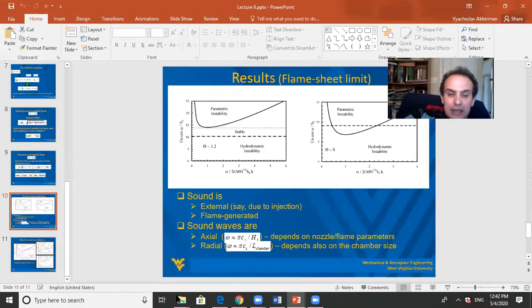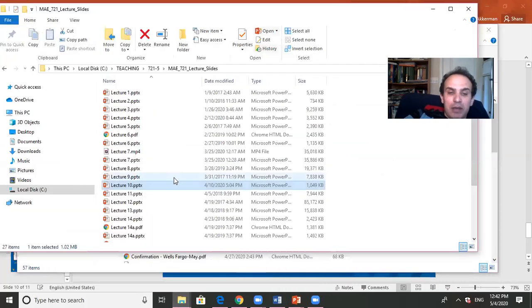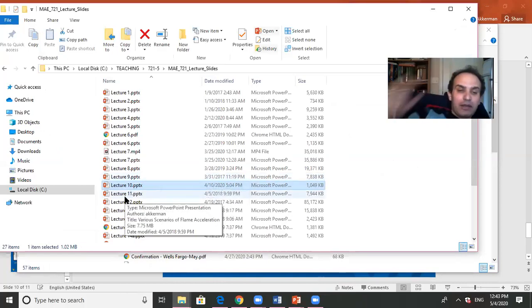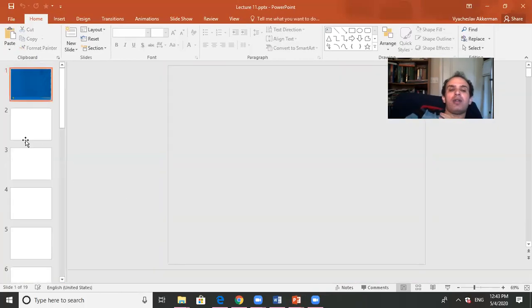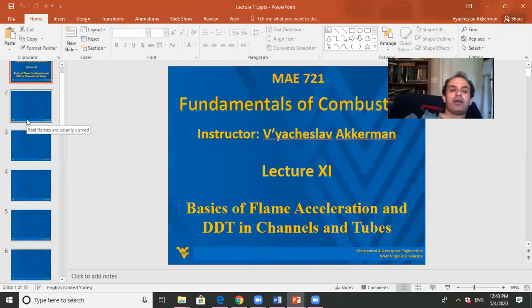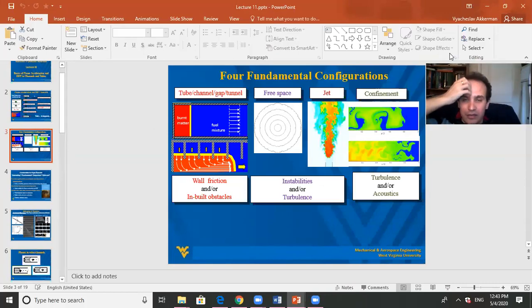Then after this, we started talking about flaming pipes, flaming domains when we have a big aspect ratio. It can be a slit, it can be a pipe, it can be anything. And why is it important? Because it is the configuration where we may have flame transition to detonation. Yes, these pictures that I showed you in many slides, that's my classification for 4 fundamental configurations. We can see the jet, the confinement, the open space, and eventually tubes, channels, gaps, or tunnels.